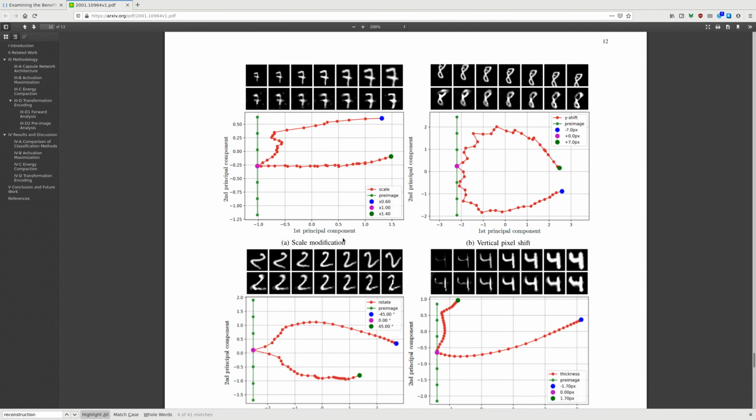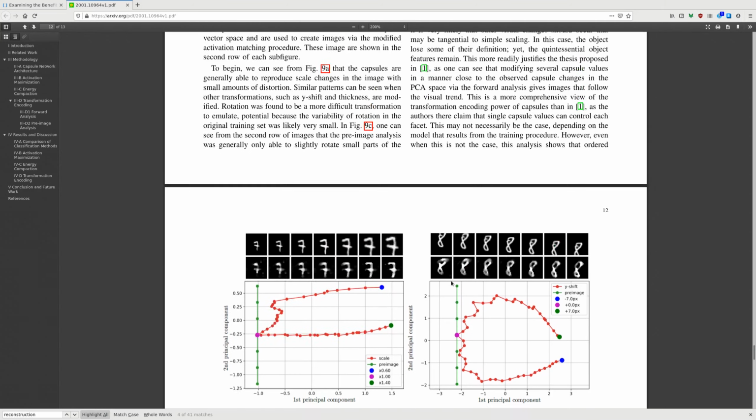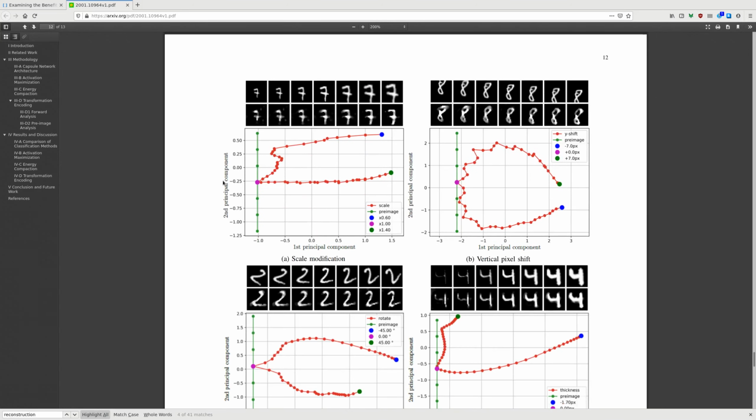Scale modification in the picture here. They are showing, I guess this could be, I don't know, not quite sure. Maybe there is some sort of relation. I don't see it. Maybe you could read more deeply.